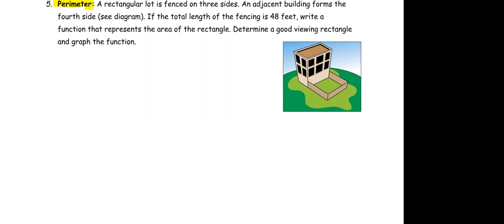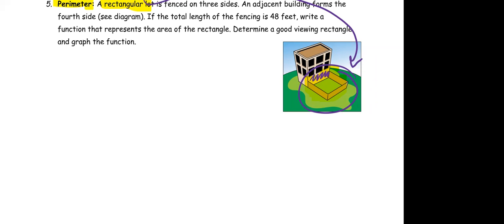The problem: starting with a rectangular lot, refer to this lot over here. Fence on 3 sides, and an adjacent building forms the 4th side. So this one we don't have to do the fence, just against the building.